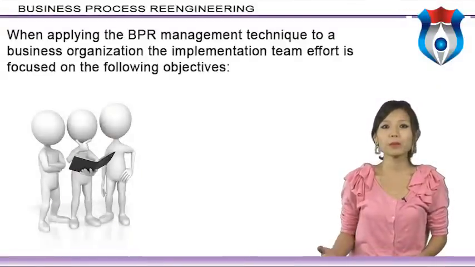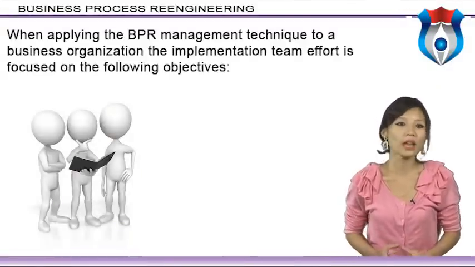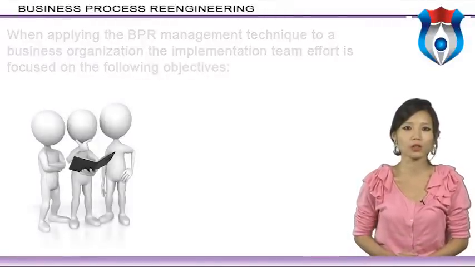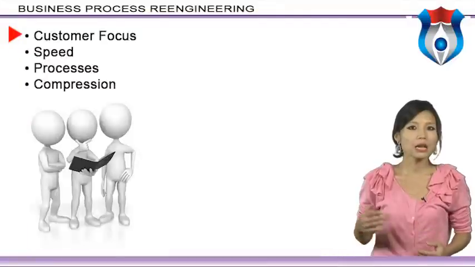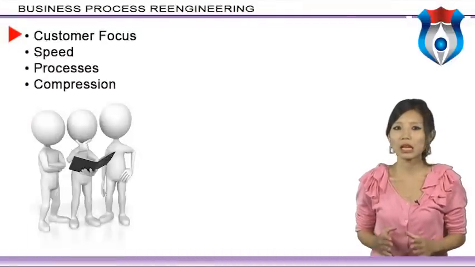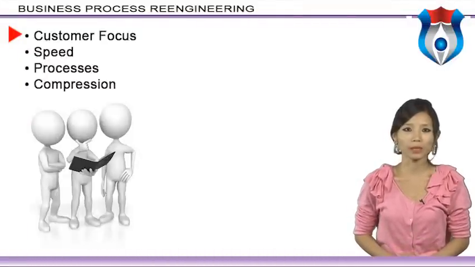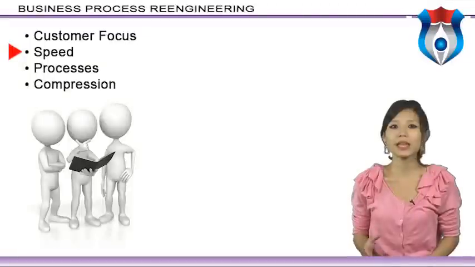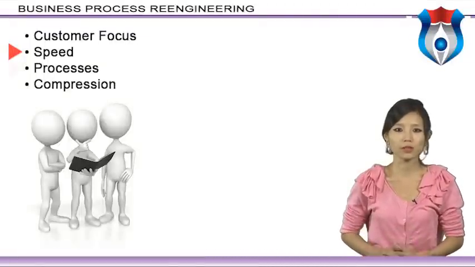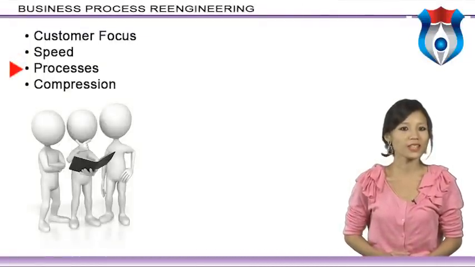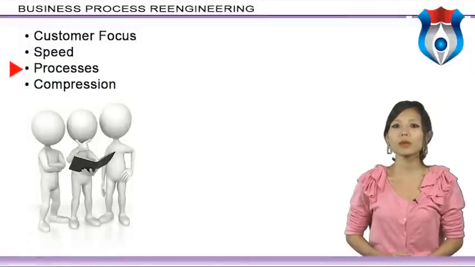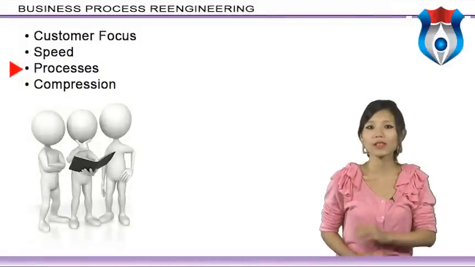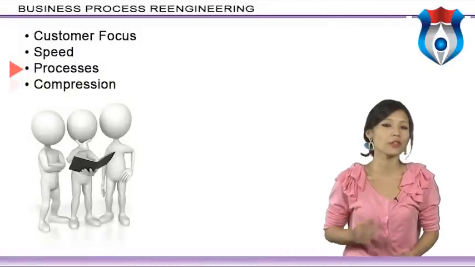When applying the BPR management technique to a business organization, the implementation team effort is focused on the following objectives: customer focus, customer service-oriented processes aiming to eliminate customer complaints. Speed, dramatic compression of the time it takes to complete a task for key business processes. For instance, if a process before BPR had an average cycle time of 5 hours, after BPR the average cycle time should be cut down to half an hour.